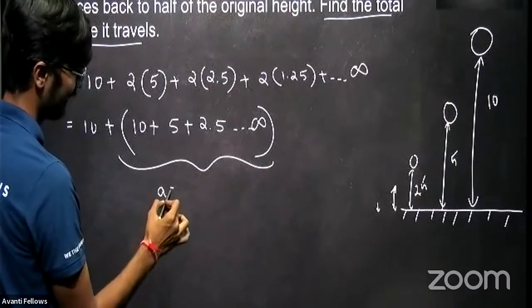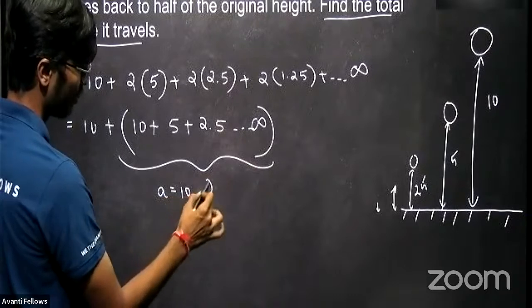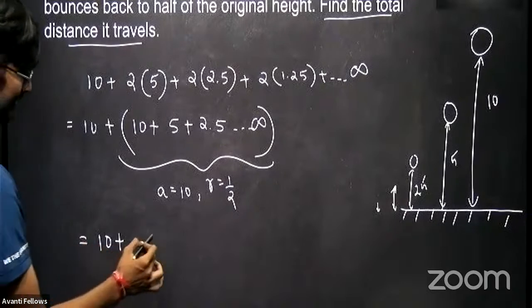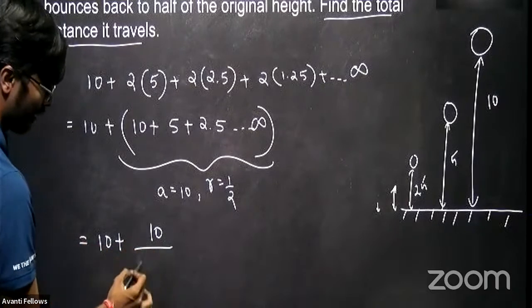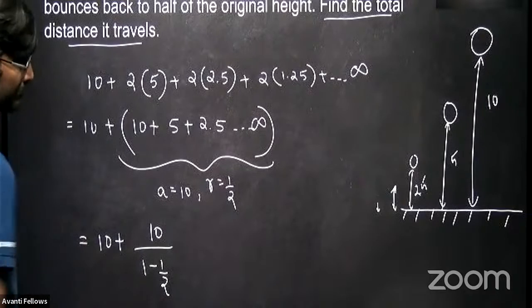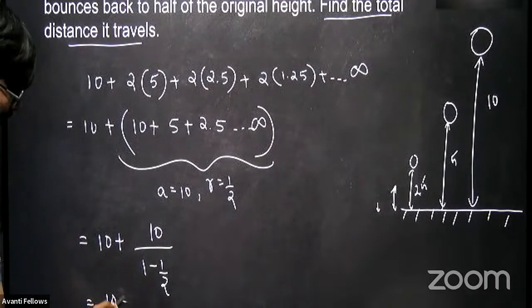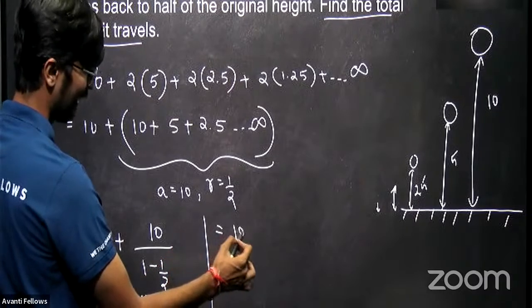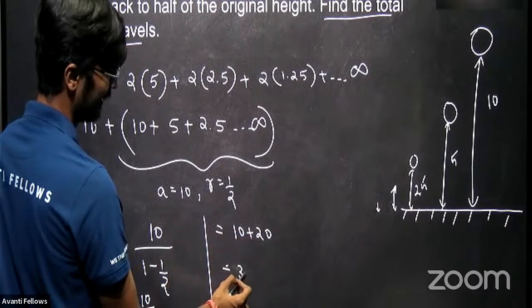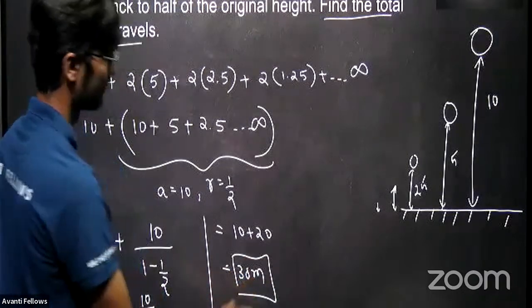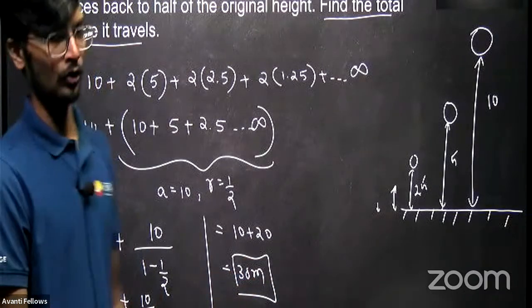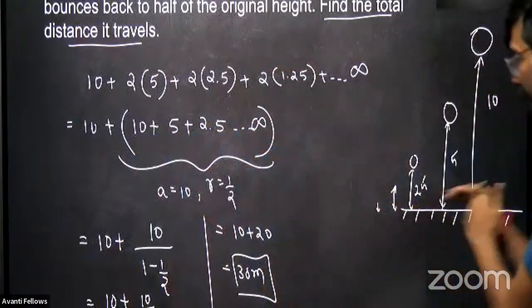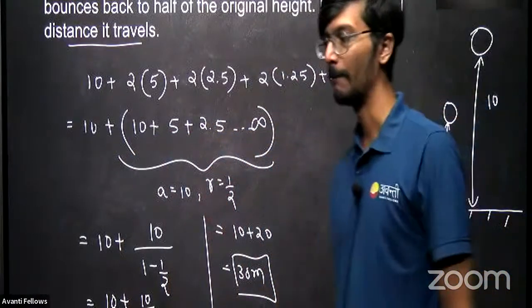This is an infinite GP. What is the first term? It is 10. What is the common ratio? It is half. So do you know the formula of infinite GP? a upon 1 minus r. That means I got 10 plus 10 upon half. What is this equal to? 10 plus 20. That is basically 30 meters. Find the total distance. So what is the total distance it travels? It traveled 30 meters before it stopped bouncing.